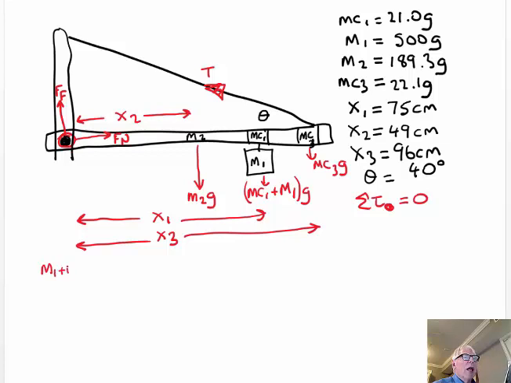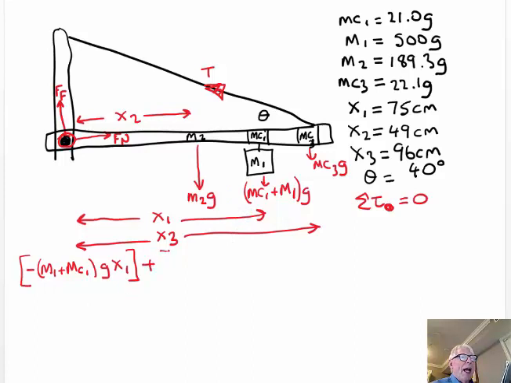M1 plus MC1 times G times X1. These two masses are added together. They are tending to turn this thing in a clockwise direction about this hinge. Can you see it? Clockwise torques are negative, so that's going to be a minus.